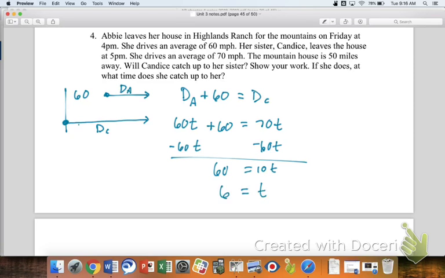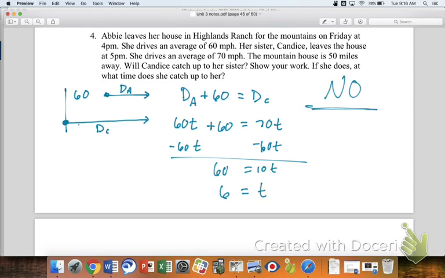So what this means then is it would take Candace, at these two rates, 6 hours to catch up to Abby. Take her 6 hours to catch up to Abby. Does she have enough time to catch up to her? No. Why not? Because the mountain house is only 50 miles away, and she'd get there before she even leaves. That's right. So in this one, for sure the answer is no.